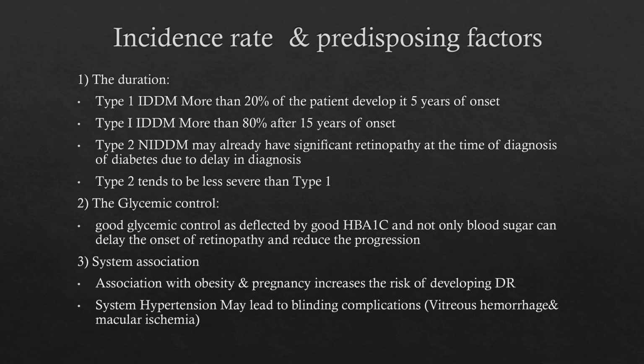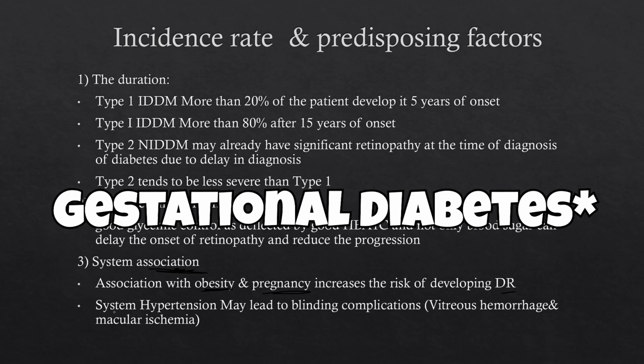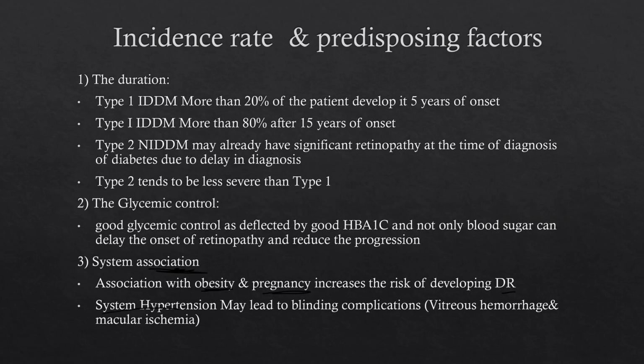Now we'll talk about the incidence. I know this slide is a big slide, but I'll go over it quickly. Incidence and predisposing factors. Let's start with systemic associations, the last point down here. If the disease is associated with diabetes or with obesity, obesity of course increases diabetes and decreases the sensitivity to insulin. It worsens the condition, and pregnancy increases the risk of developing diabetic retinopathy because pregnancy is also associated with gestational diabetes. Finally, systemic hypertension leads to blinding complications.